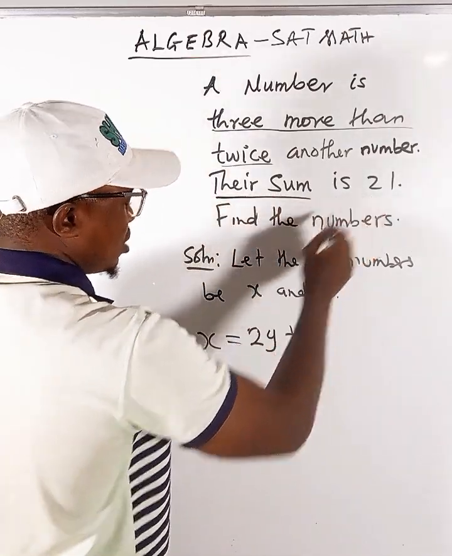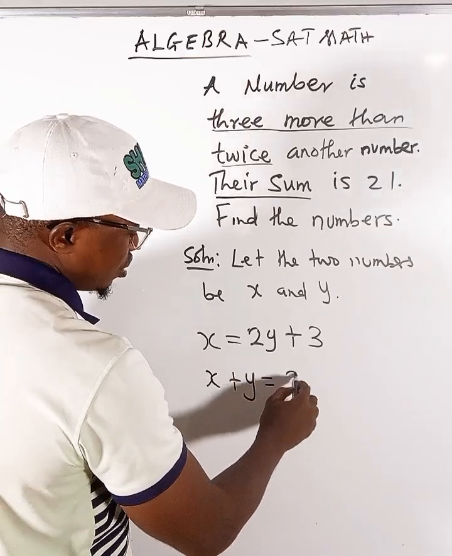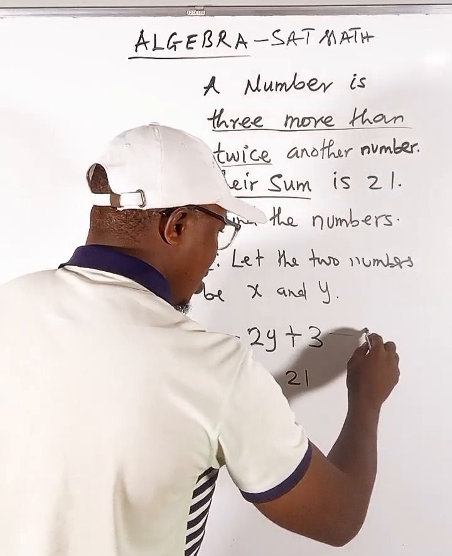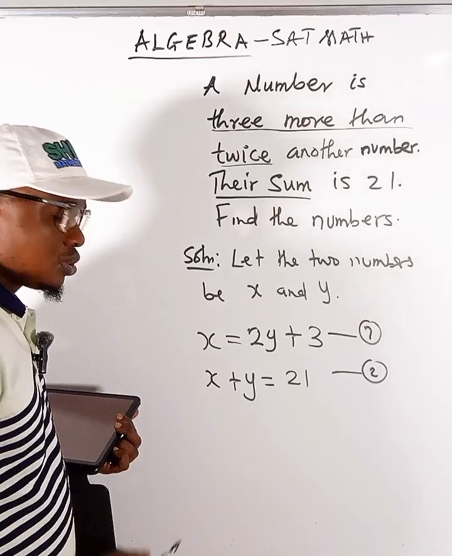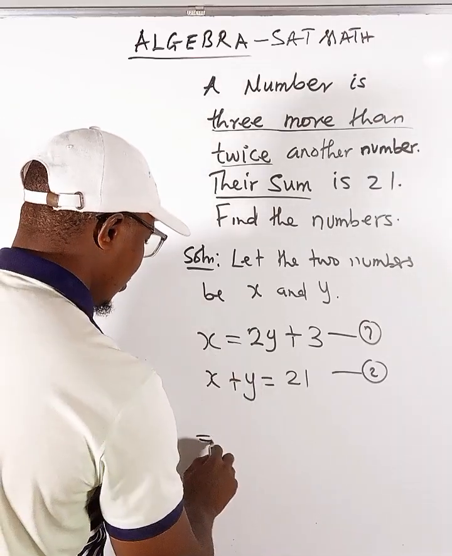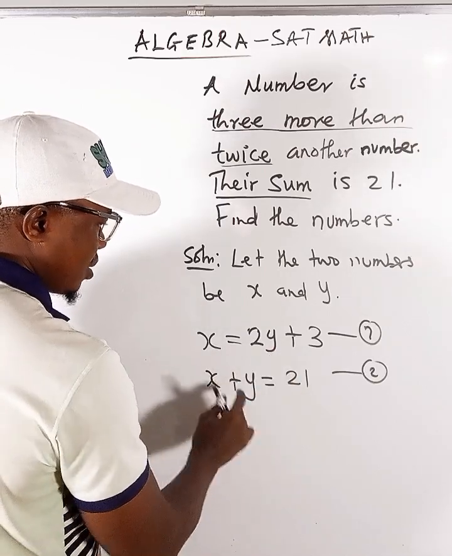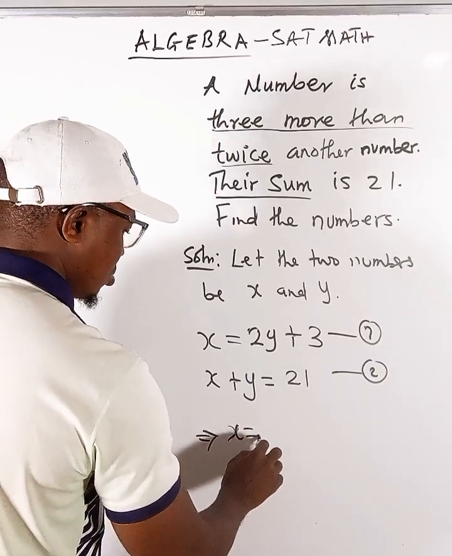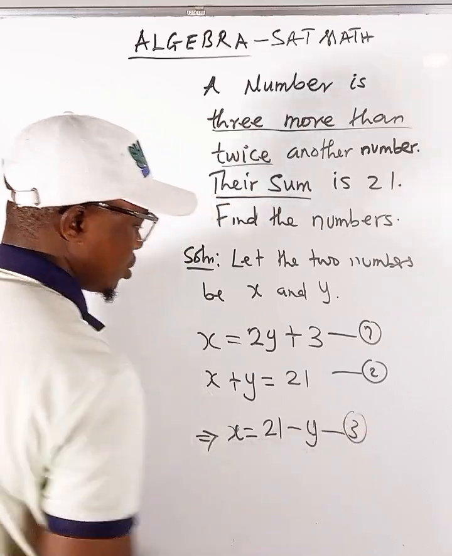Their sum is 21. So therefore, X plus Y is equal to 21. This is what this statement is telling us. So from there, we have these two equations, equation 1 and equation 2. The question asks us to solve for the numbers. I have X here, so I will transpose Y to the other side from equation 2. X is going to be 21 minus Y. Let's call this one equation 3.